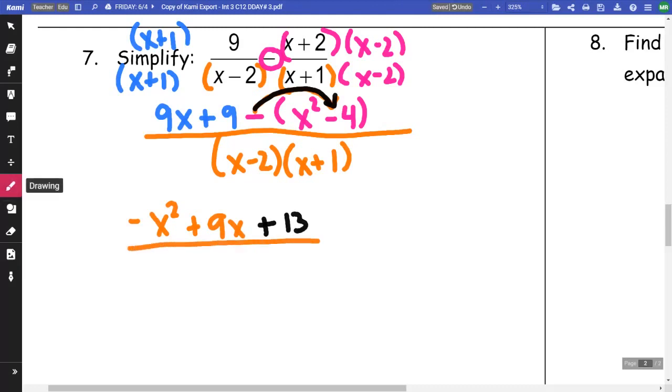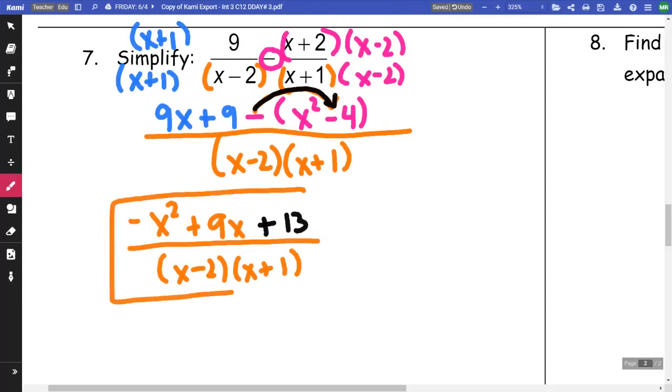And that is going to be over x minus 2 times x plus 1. We can try to factor it, but nothing multiplies to 13 and adds to a 9. And I do have a negative in front also, which isn't helpful. There you go. That's your answer.